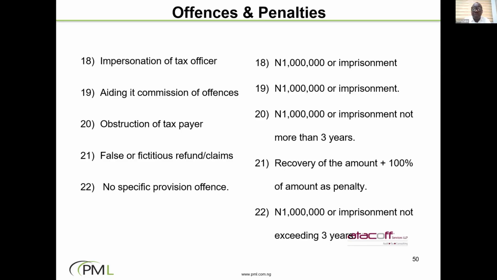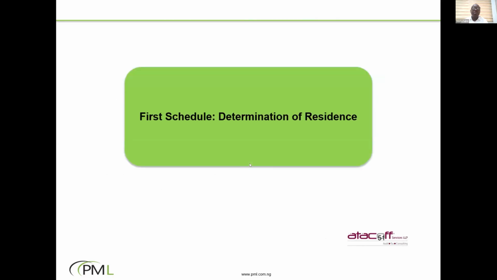If you make any fictitious claim, the government will recover the amount you have been paid. If you got a fictitious tax refund, they will deduct the amount you were paid, and 10% of the 100% of this amount is also charged as penalty. If there is no specific provision for the offence you have committed, the penalty will be 1 million naira or imprisonment not exceeding 3 years.